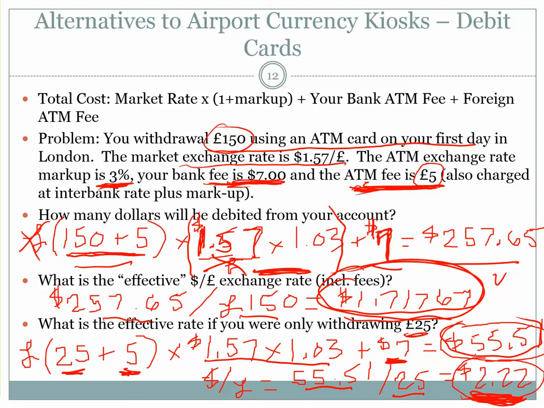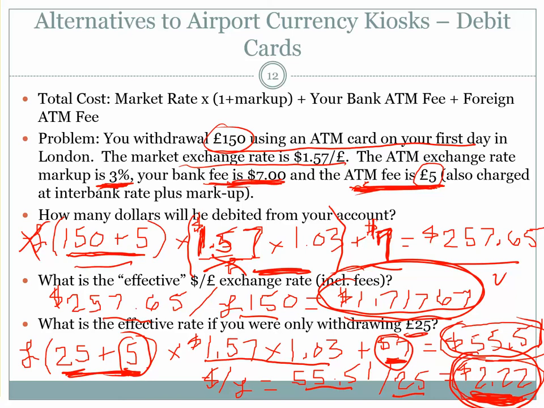But the better solution is to estimate how many pounds you're going to need for your entire trip, the best you can guess. Maybe take a little bit more than your best guess. So the worst case is you're a few pounds short and you have to go get a few more. So what you want to do is withdraw the money one time, so you pay that 5-pound, $7 fee once.